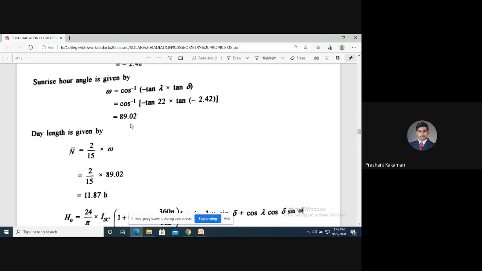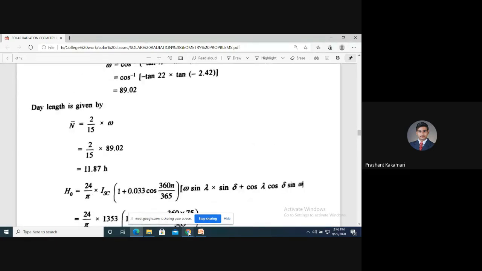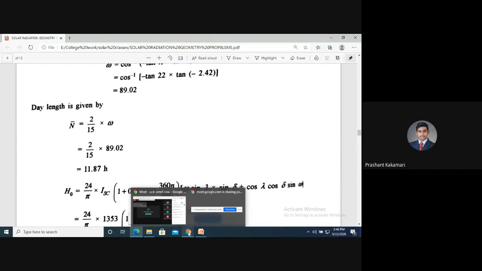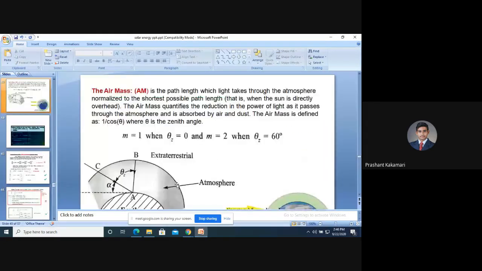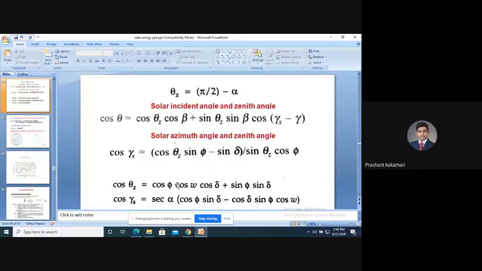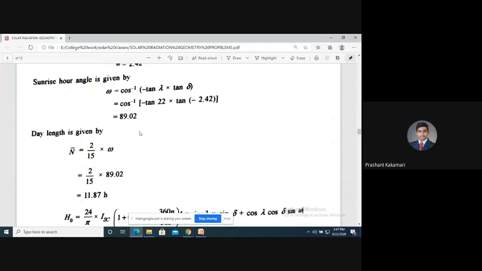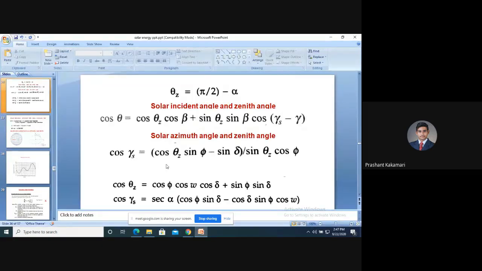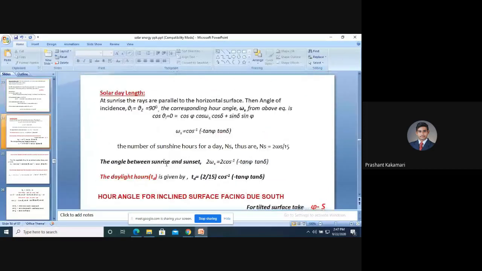And now using this hour angle, one can go for the day length. Because day length, we know the formula here. Directly you can find out the day length, either by another equation also. By this equation also, not an issue. 89.02 is correct. Then, see here. This was the day length.